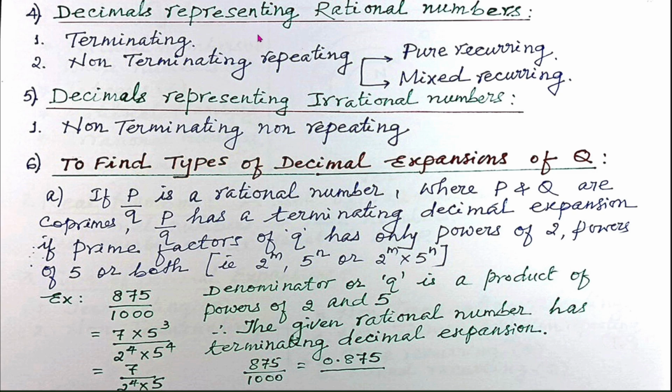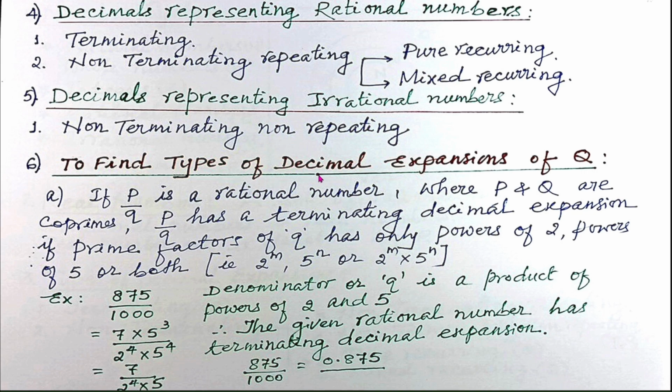Now, the decimal expansions which represent rational numbers are either terminating or non-terminating repeating, and in the non-terminating repeating we have got pure recurring and mixed recurring. This is already discussed in the rational numbers learning session, which is a separately recorded learning session. Please go through it. Now, coming to the decimals representing irrational numbers, they are non-terminating and non-repeating. Again, this is also recorded as a separate learning session. You may please go through it.